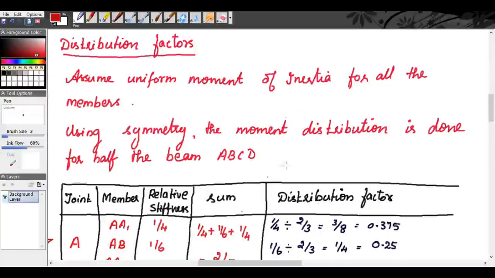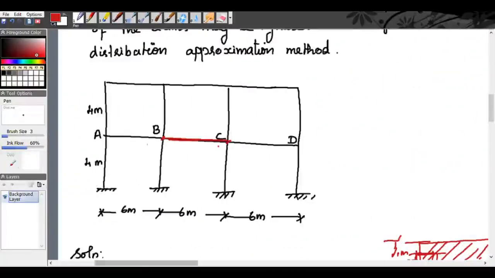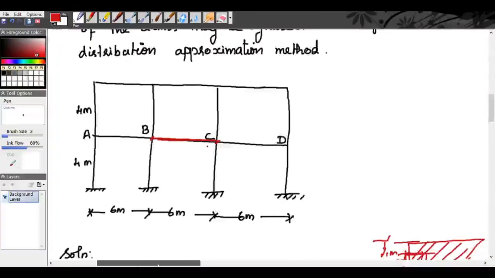Using symmetry, the moment distribution can be obtained, because you can see in the diagram once again, it is symmetric. So analyzing only one half of the span is enough, so that you can obtain the analysis for the other half also. That will be similar to the first half.